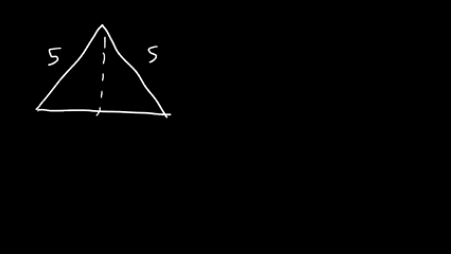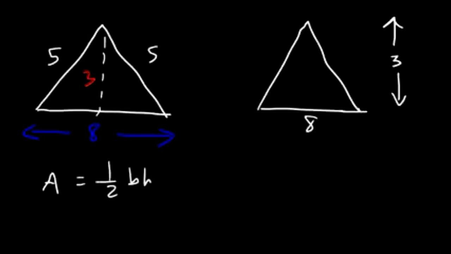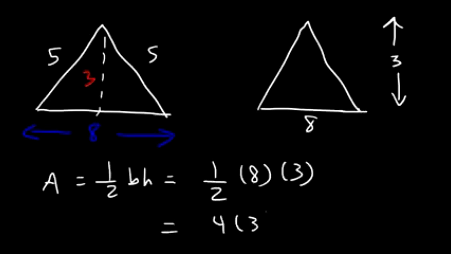So we have a height of 3 and a base of 8. So really all you need in a triangle that looks like this is the base and the height. Once you have it, you could find the area of the whole triangle. So it's 1/2 base times height. The base is 8, the height is 3. Half of 8 is 4. 4 times 3 is 12. So it's 12 square units.